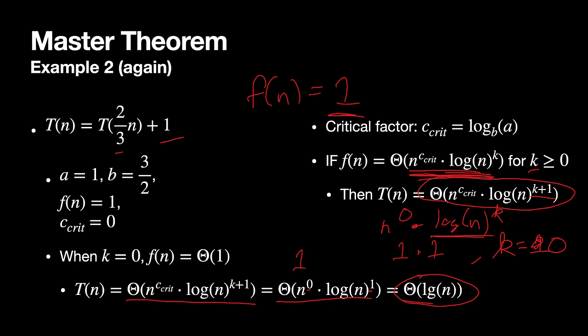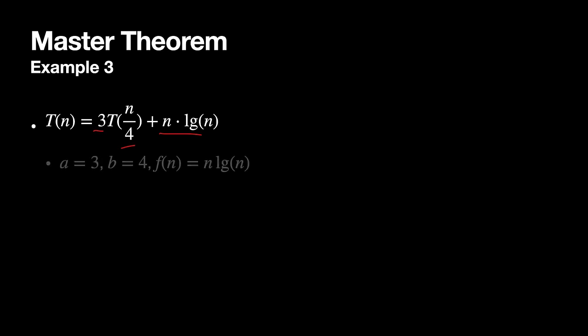Okay, so the second case is when the complexity of our f function is essentially equal to that critical factor. Okay, let's move on to one more example. In this case, we've got T(n) = 3T(n/4) + n log n. Notice that our function f here is a little bit more complicated, and our parameters a and b are 3 and 4 respectively.